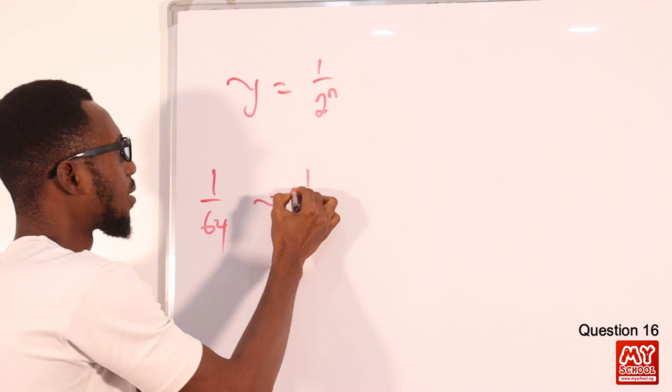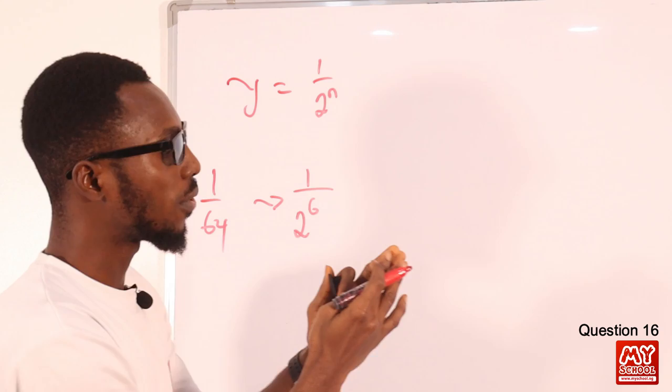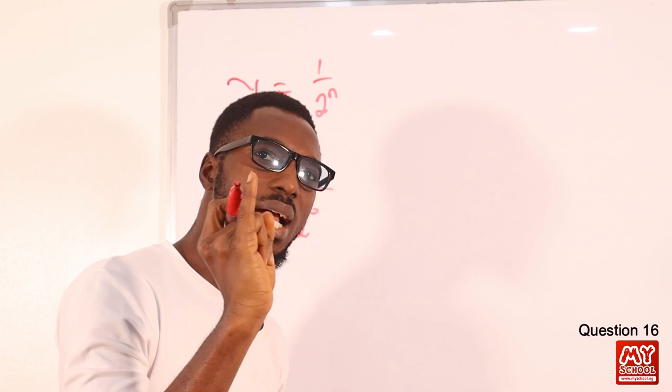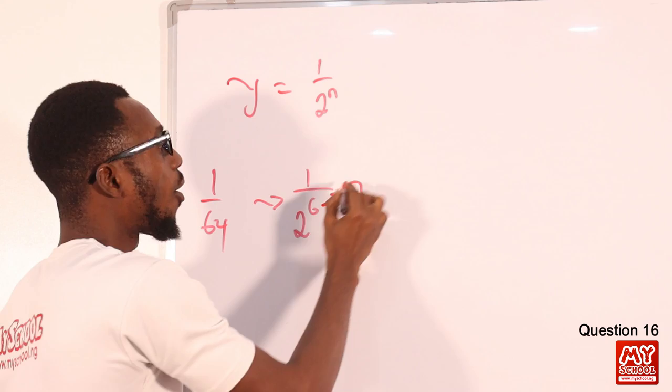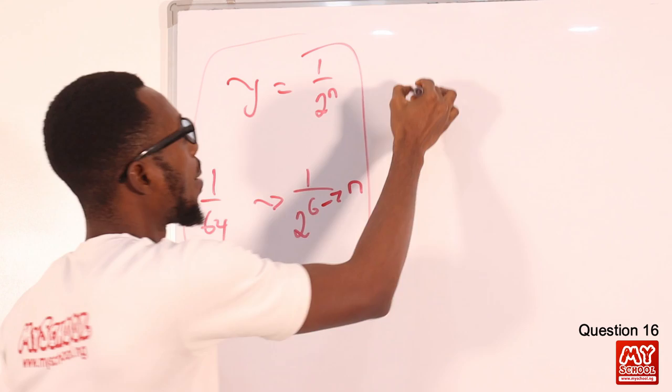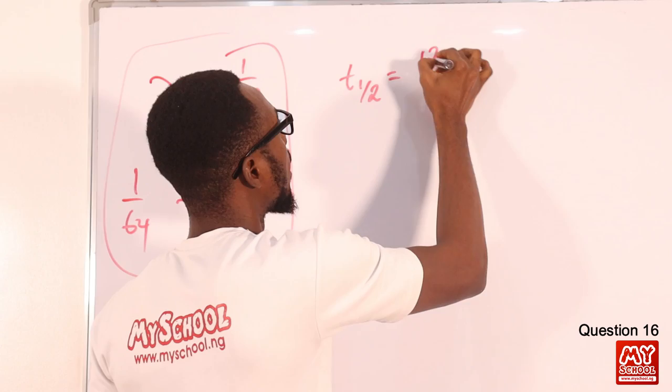Because 2 times 2 is 4, 4 times 2 is 8, 8 times 2 is 16, 16 times 2 is 32, 32 times 2 is 64. So you can see that is it. This is the number of half-lives, isn't it? So we've sorted this out. Remember that our half-life equals the number of years we have, 120 years, over the number of half-lives, which we got as 6.